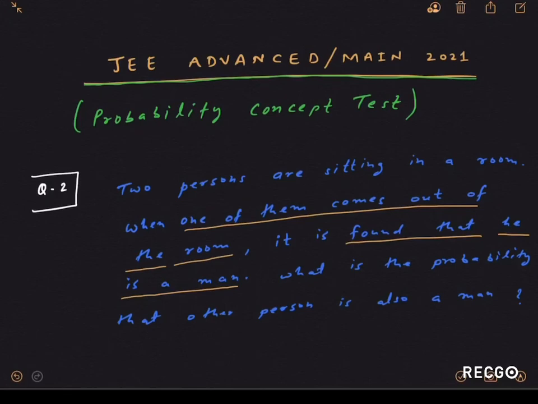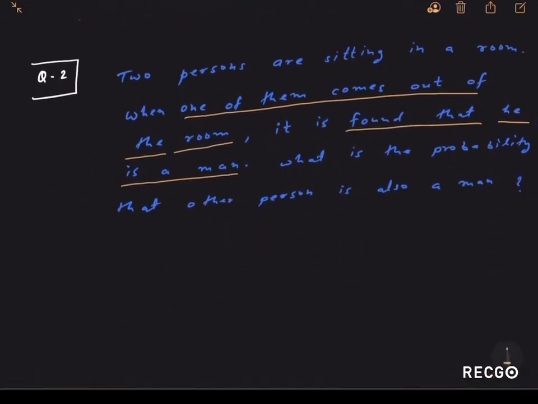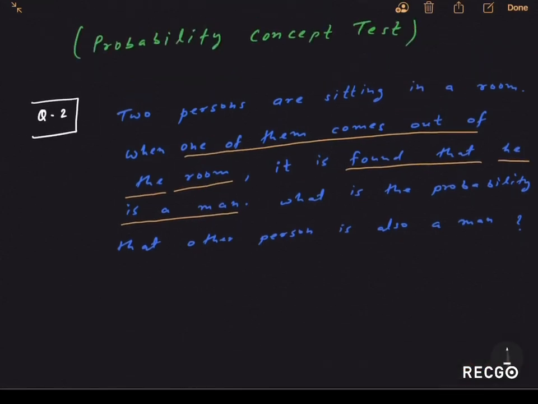So see, there are two persons, P1 and P2, sitting inside the room, and one of them is called out. Any one of them can come out of the room. Suppose that P1 is a lazy person and P2 is a little quicker, and when one person is called out, P2 quickly comes out of the room and it is found that P2 is a man. So now it is for sure that the gender of P2 is a man, 100%, and therefore the probability that P2 is a man is equal to 1.